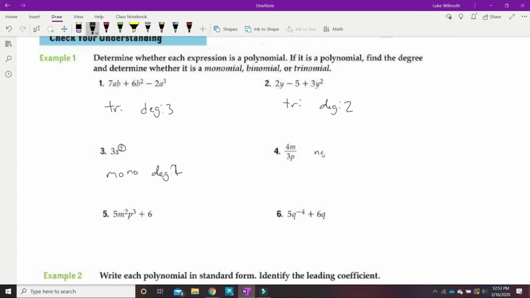This one is not a polynomial because you're not allowed to have variables on the bottom. This one is a binomial with a power of 1, 2, 3, 4, 5, degree of 5. And this one, not a polynomial.